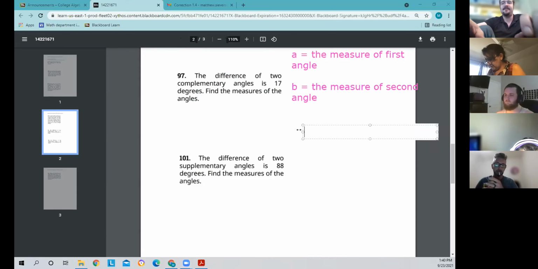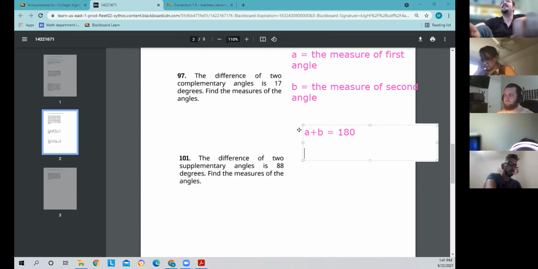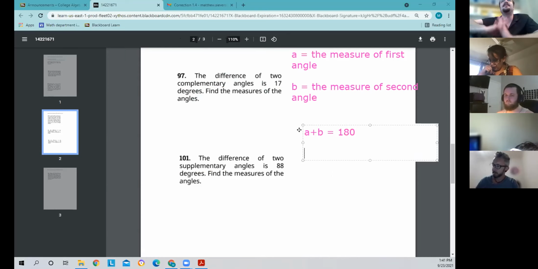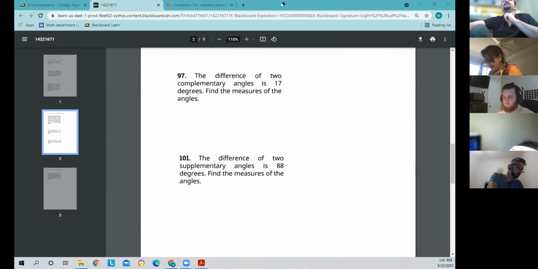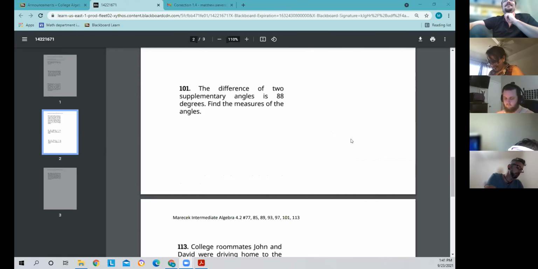So I still have A plus B is equal to 180. And the other one I have, the difference is 88. So what does that look like? A minus B equals 88. And you think you can solve A and B from there, hopefully? Yes, by elimination. It's almost exactly the same as what we just did, right? Yeah, it's the same process. They just changed the numbers a little bit.